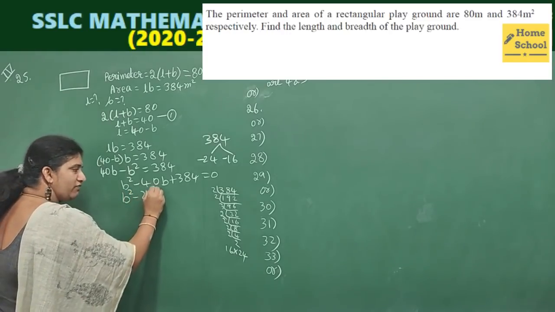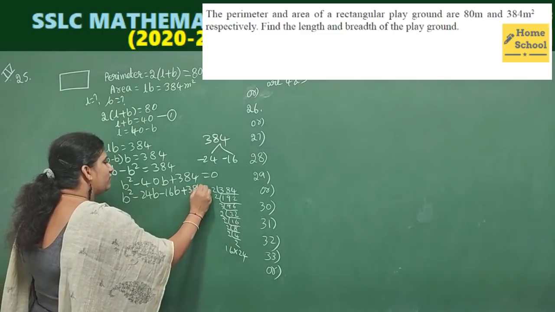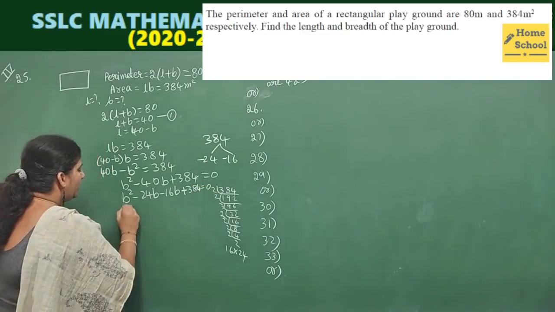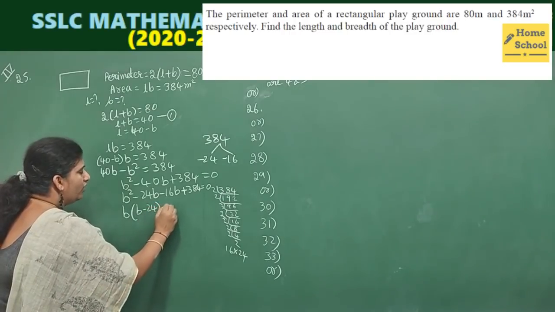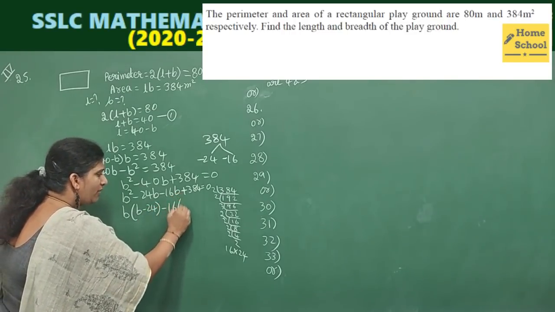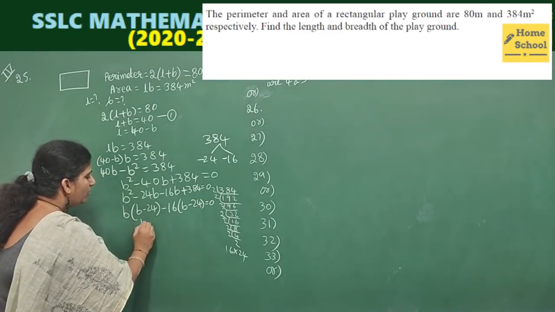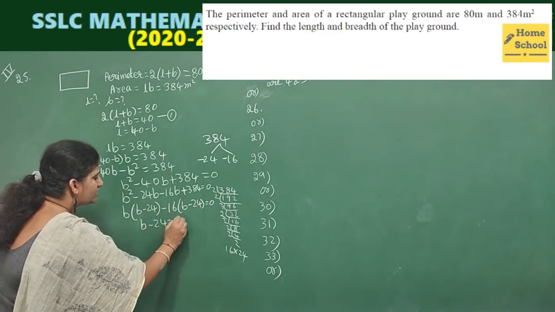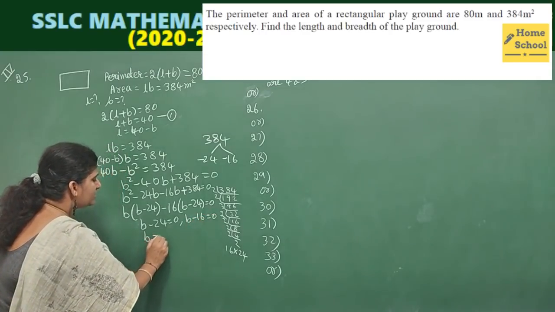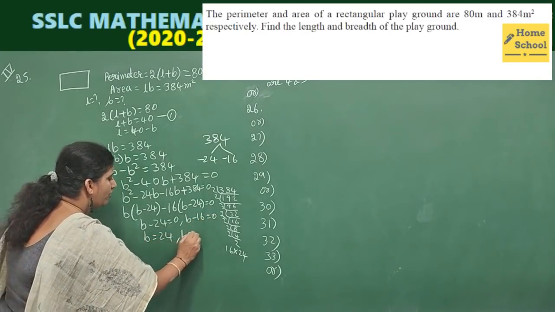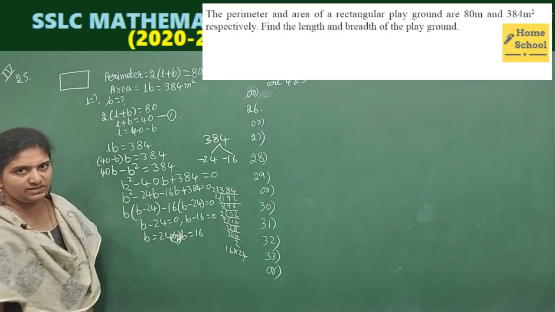B square minus 24B minus 16B plus 384 is equal to 0. Take out common: B minus 24, and if you take 16 common, B minus 24 equal to 0. B minus 24 equal to 0 or B minus 16 equal to 0. B is equal to 24 or B is equal to 16.